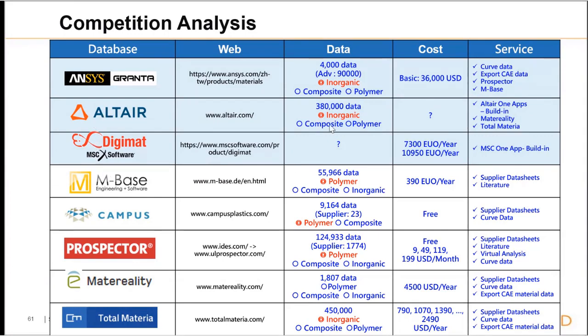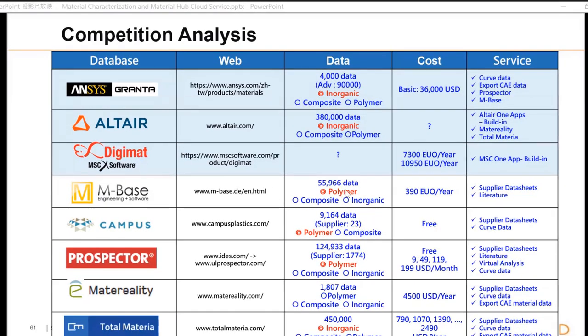Digimat and Ansys, they are more focused on inorganic properties. Embase and Campus are more focused on polymers. Campus is free, and Embase is mainly polymer. Embase charges a subscription fee of 390 euro per year. However, the problem is that in their databases, most of the data are mechanical properties. Only very limited curve data, such as viscosity and PVT, is available. So I think this is the competitive advantage of our material database. And usually they are complementary to each other.